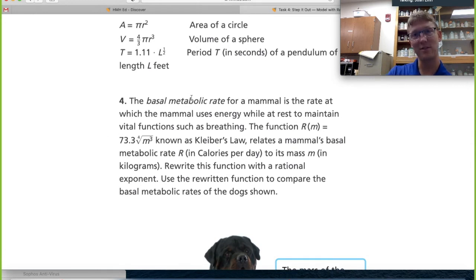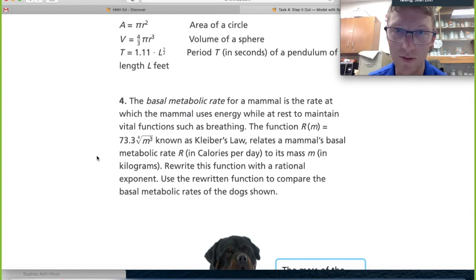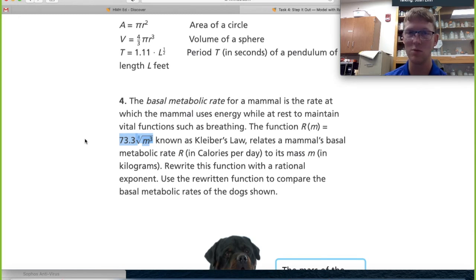So the basal metabolic rate for a mammal is the rate at which the mammal uses energy while at rest to maintain vital functions such as breathing. The function, known as Kleiber's law, relates a mammal's basal metabolic rate R in calories per day to its mass M in kilograms. Rewrite this function as a rational exponent, using the rewritten function to compare the basal metabolic rates of the dogs shown.